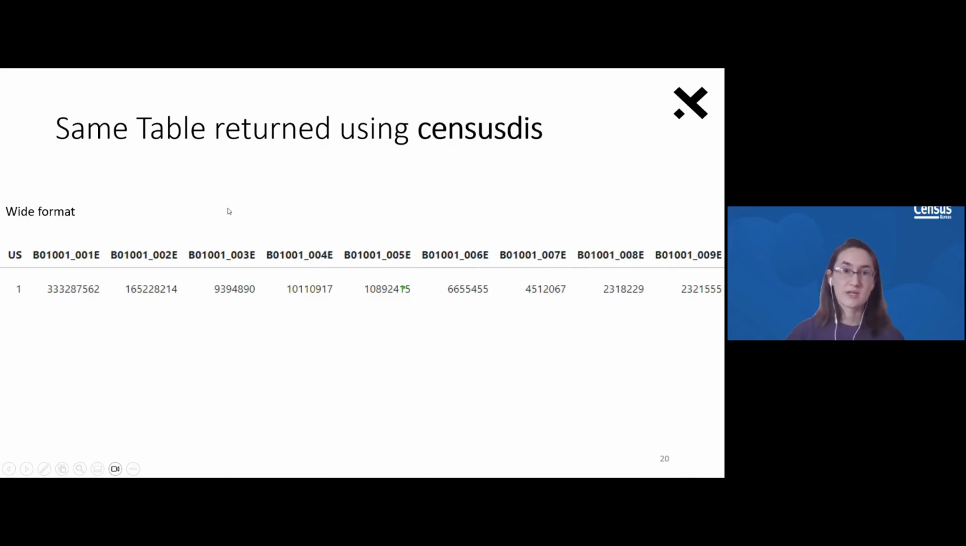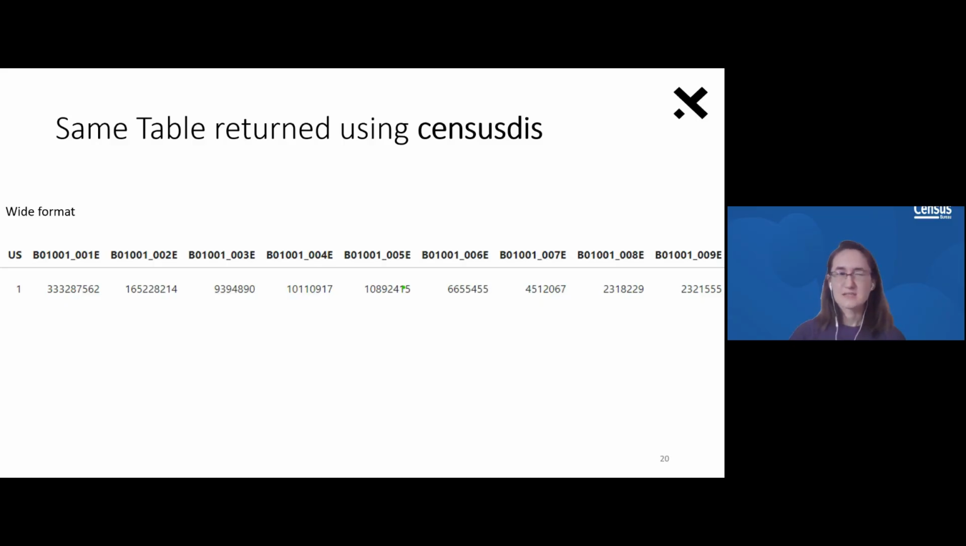Then the same table B01001 is returned with the censusdis package. Again, this is an open source Python package that pulls from the census API. And then this data set returns the exact same data. This particular estimate is the total population from that table. Again, 333 some million people. But it's returned in the wide format.